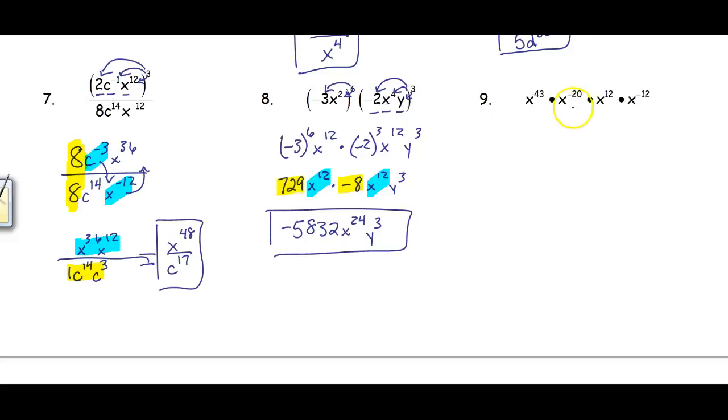Okay, number 9 is real easy. All of these have the same bases. You always want to combine before we move anything from the numerator to the denominator. So 43 minus 20 is going to be 23, plus 12 is 35, minus 12 is 23. So x to the 23rd power.